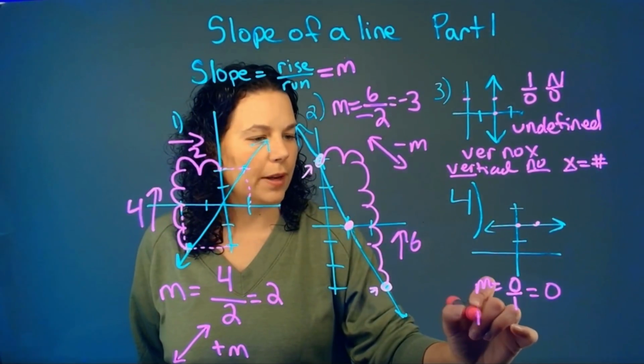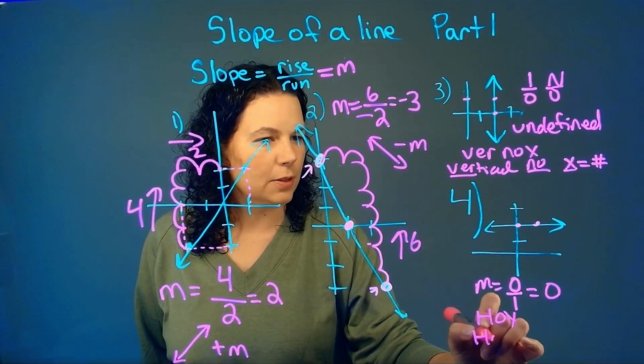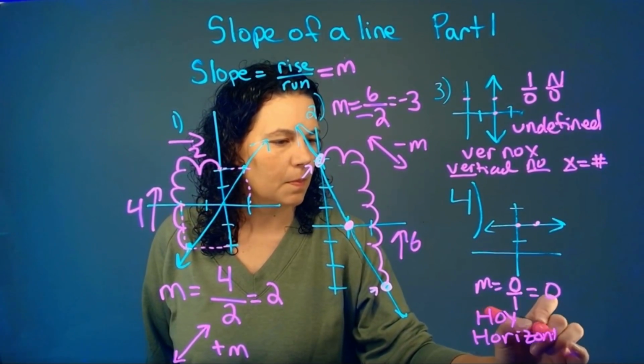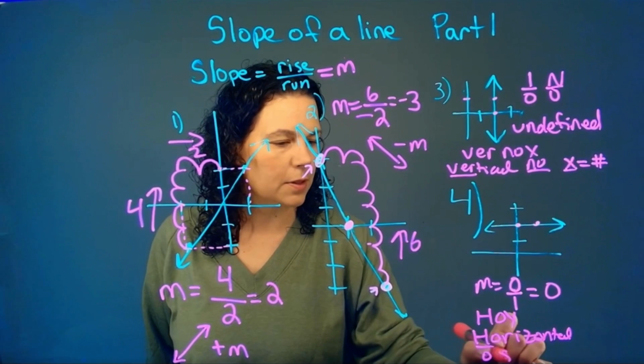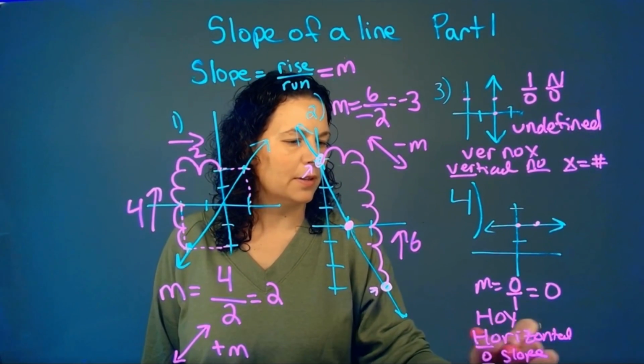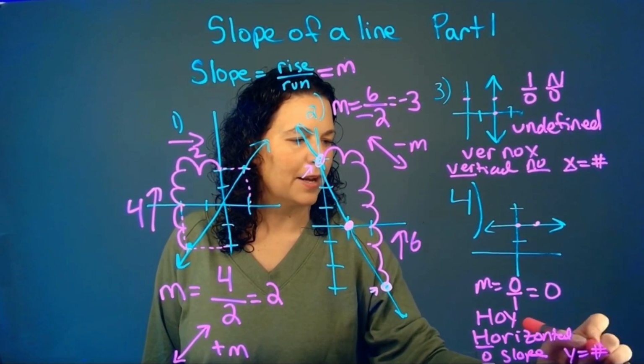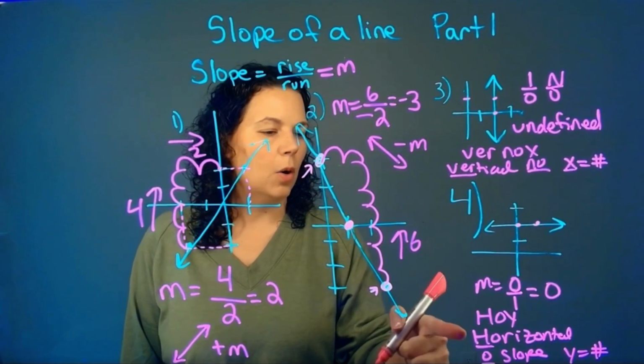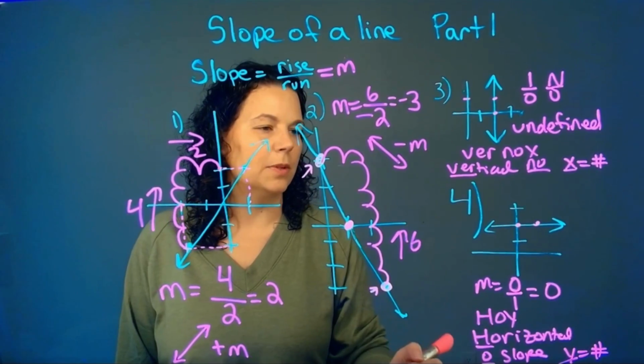And I remember that with Hoy. Horizontal line, 0 slope. And then if I were to write the equation, and you can see on my board, it's going to be y equals a number. I ran out of space at the bottom of my board. But Hoy, horizontal line, 0 slope, y equals a number.